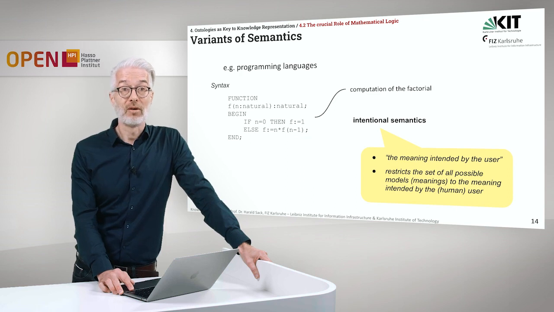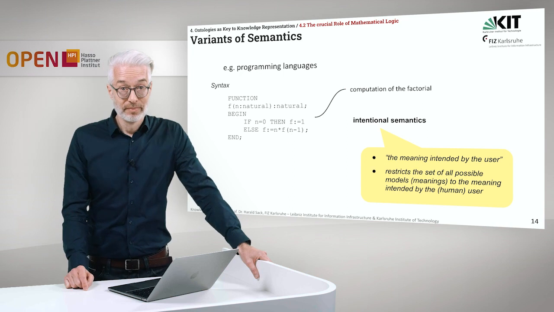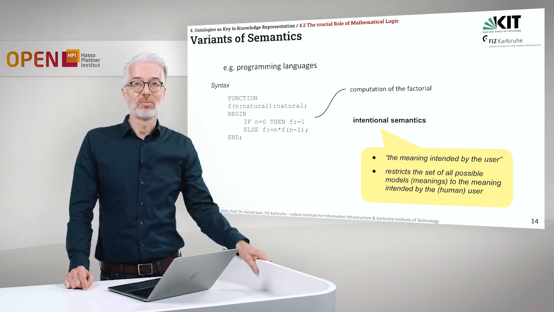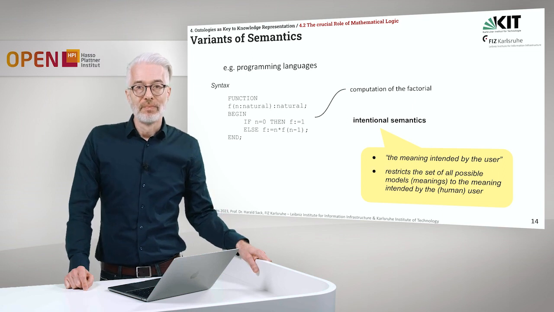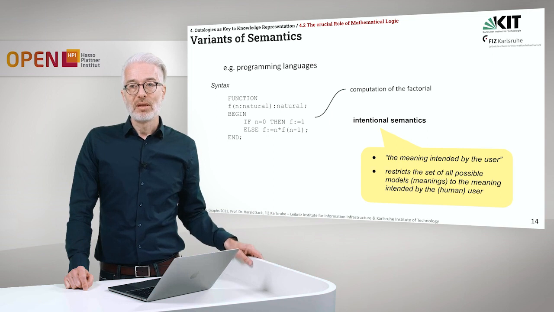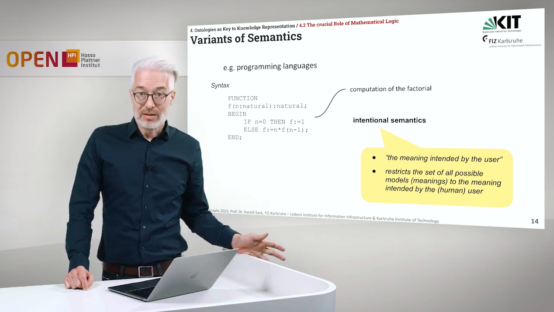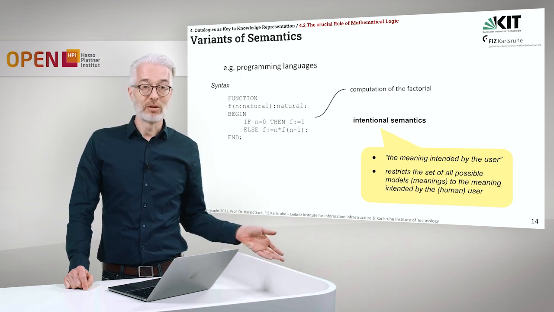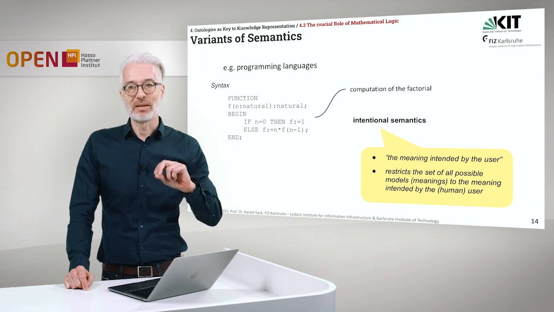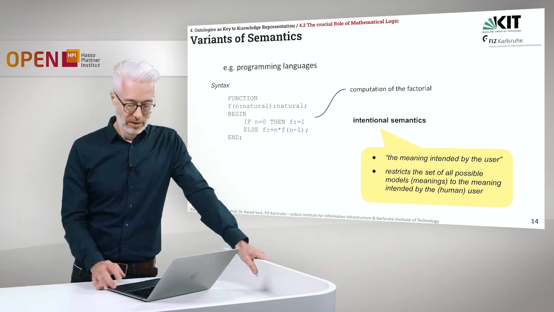So let's have a look at the variants of semantics using the example of programming languages. What you see here is some program code that computes a factorial. The intended semantics, or intentional semantics, would be the meaning as intended by the user, which restricts the set of all possible models, in that case meanings, to the meaning that has been intended by the human user, which means the computation of the factorial.